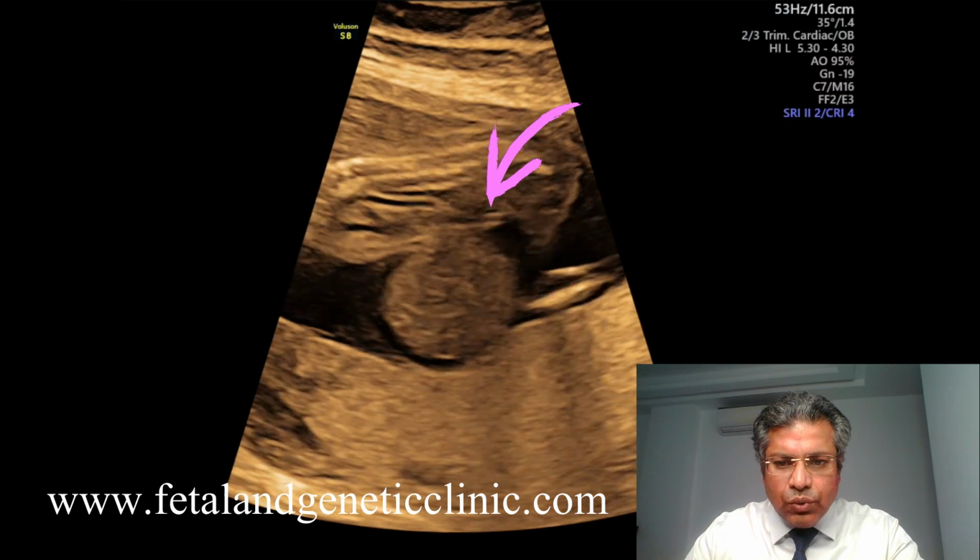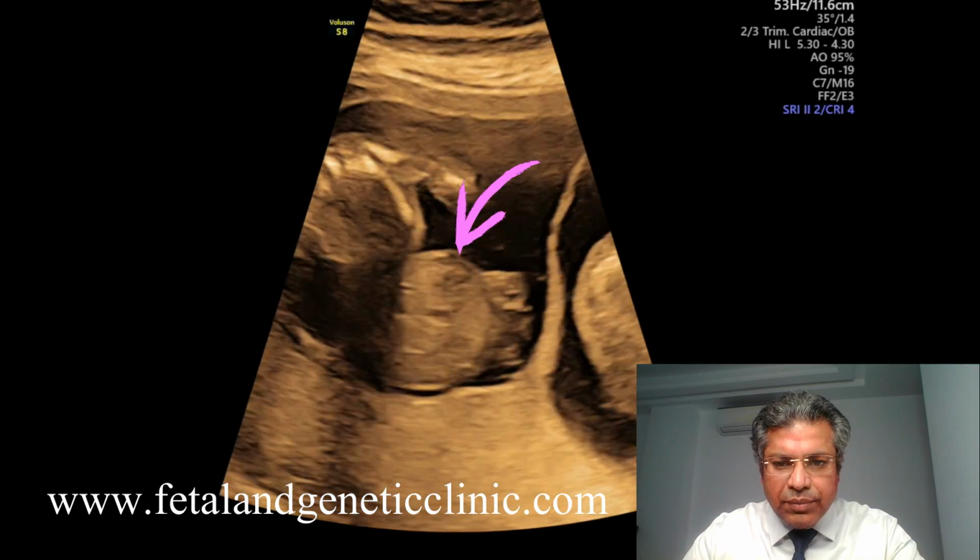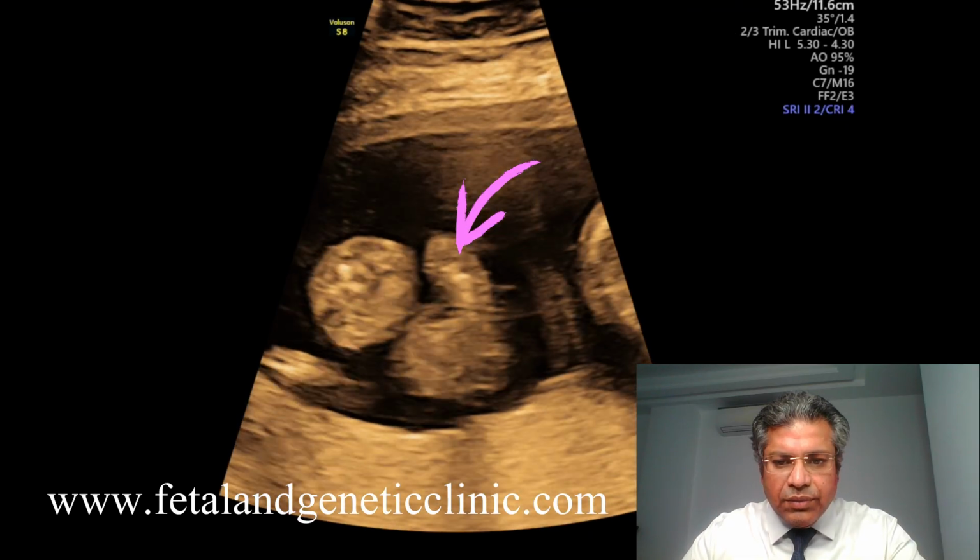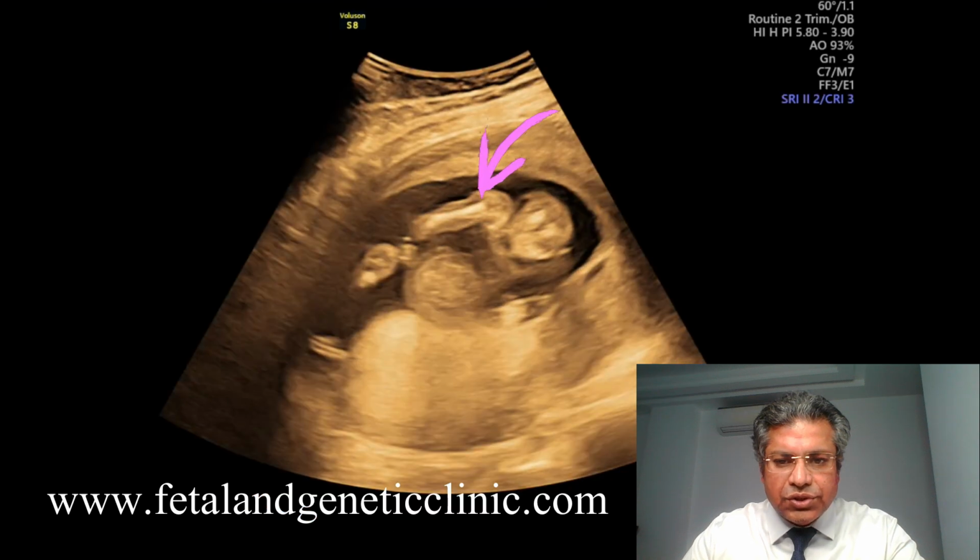So this is a spherical structure. It is surrounded by a membrane, and we can identify the umbilical cord insertion. So this is an omphalocele.